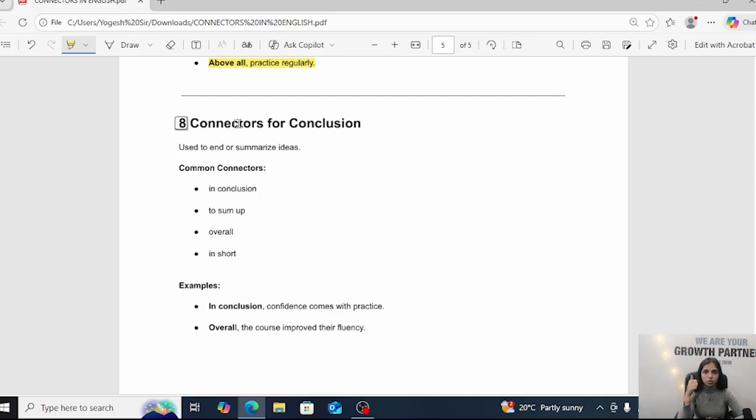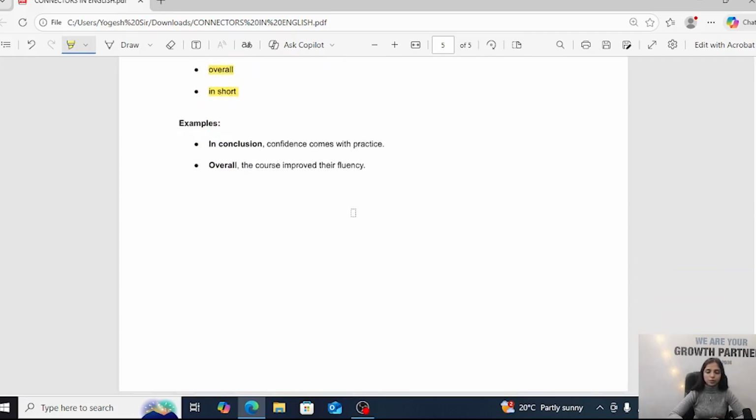So you must use a concluding word here. These concluding words are the connectors. These help the audience or maybe the listeners to recognize and alert their mind to be attentive about what's going to be next. So we use the connectors of conclusion, like in conclusion, to sum up, overall, in short. These are the words which can be used to conclude.